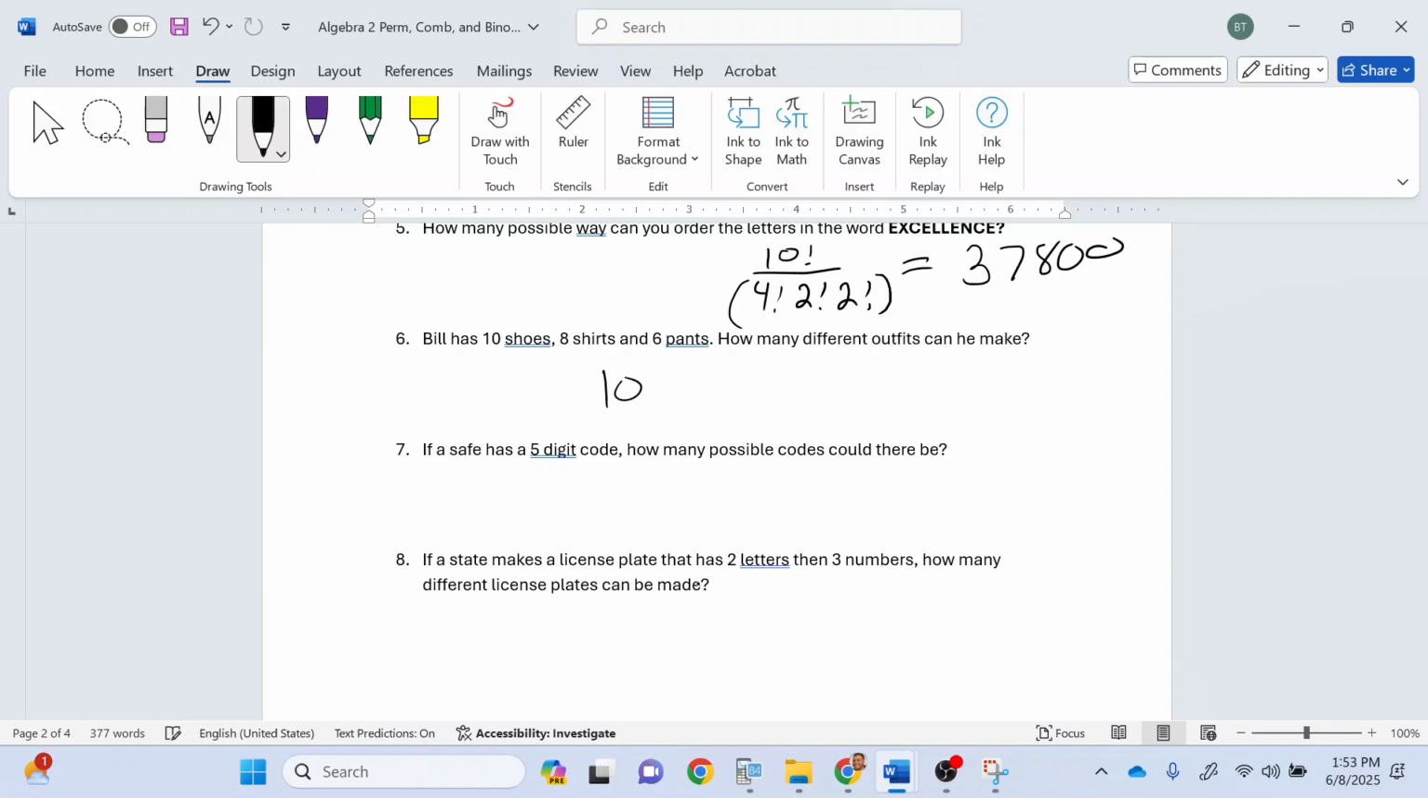All right, Bill has 10 shoes, 8 shirts, 6 pants. I feel like you learned this in middle school. So 10 times 8 times 6, that's pretty easy. That's 480. There's nothing special about that.